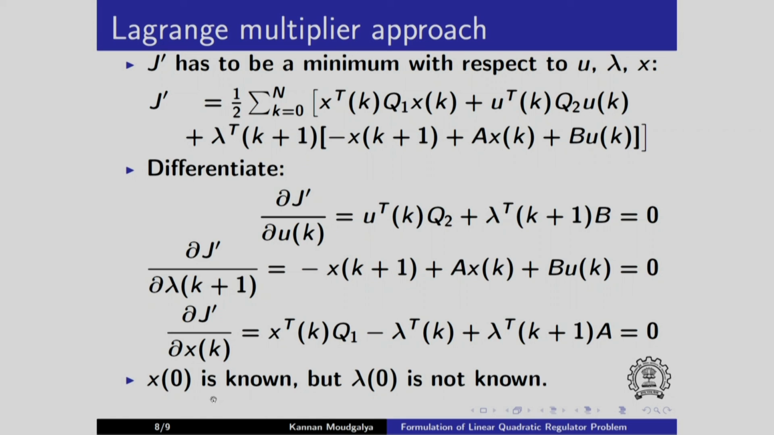So x of 0 is known, the initial state is known, but the Lagrange multiplier is not known at time equals 0. So we cannot march forward. As a result, this cannot be solved in an explicit manner. We will show that this becomes a two-point boundary value problem. We will do this in the next video.